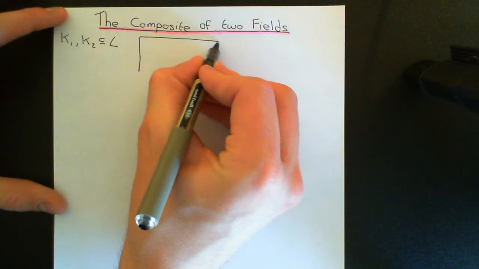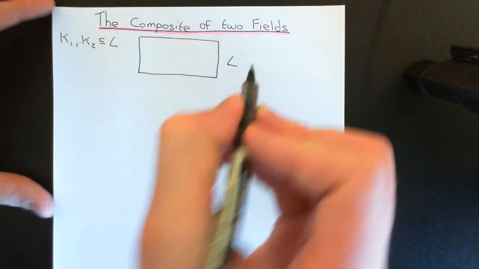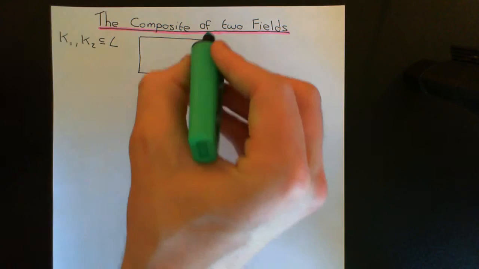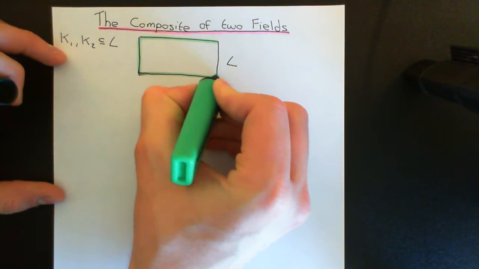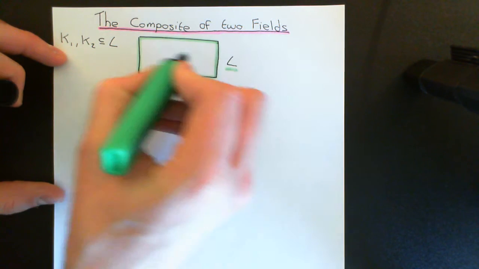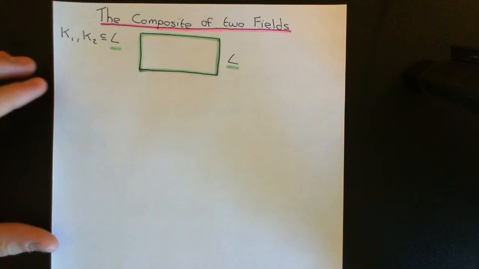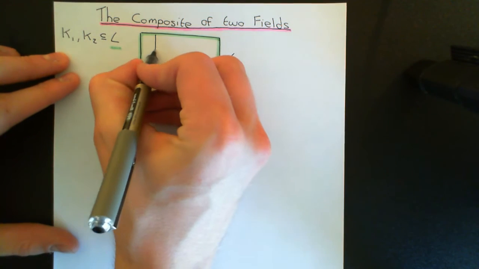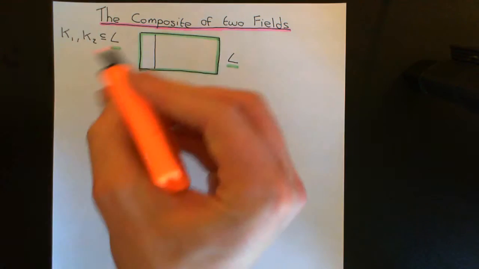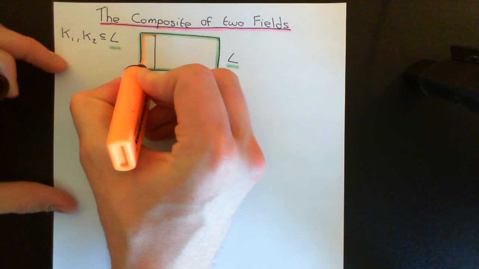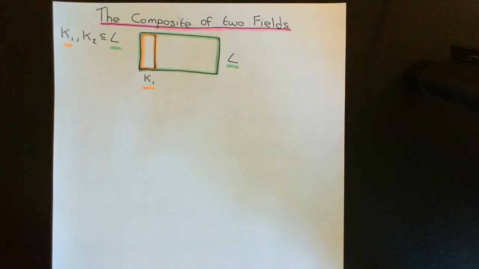So let me draw a picture of this. This large box here will represent our largest field, capital L, and we'll colour in capital L here in green. Next, we need to mark on this picture the two fields K1 and K2, which are going to be subfields of L. We'll start off with K1, so we'll let K1 equal this box here, and I'll outline K1 here in orange, like so, and we'll also have K2 in here.